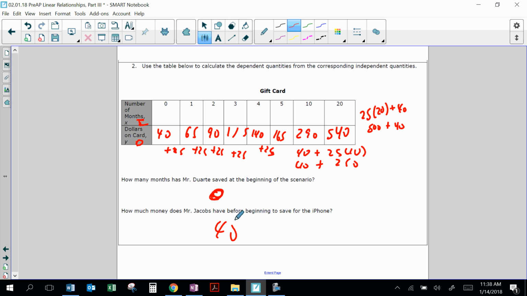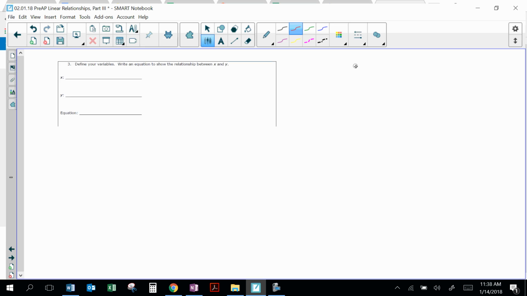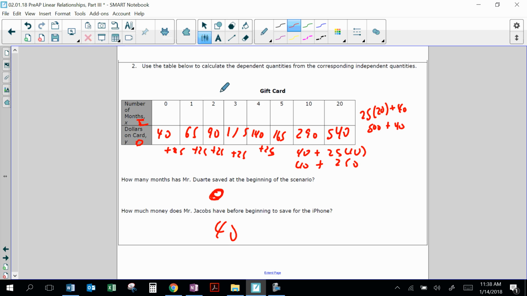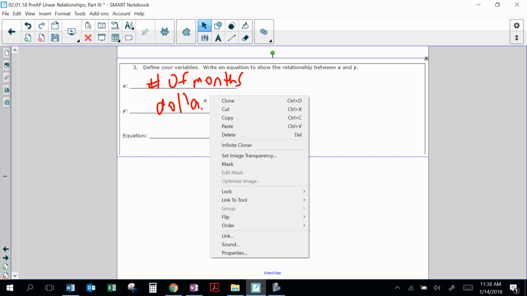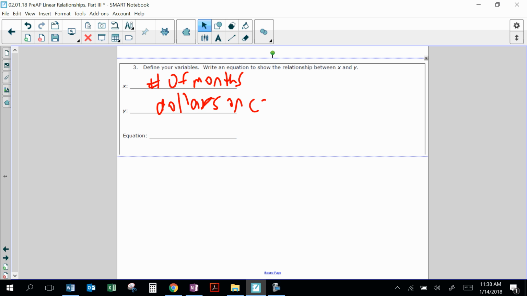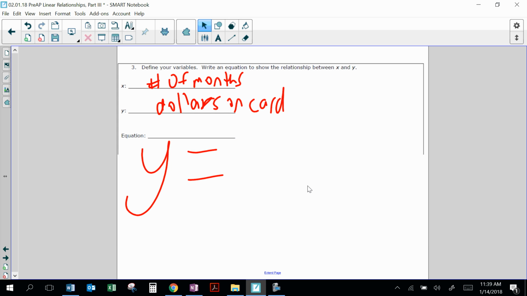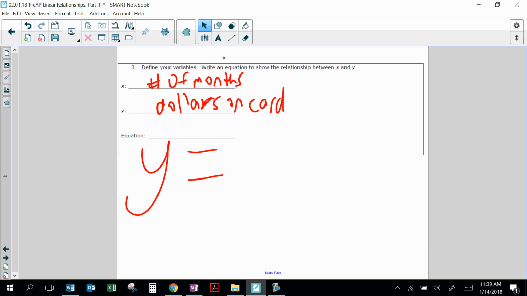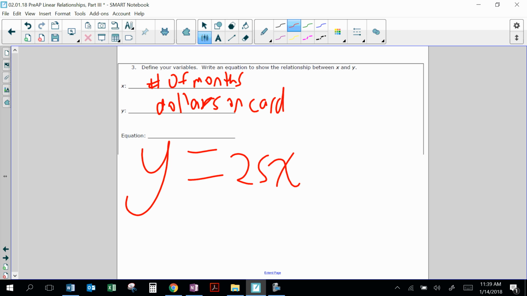So the X value is the number of months, while the Y value is the dollars, or amount of money he has saved. What will be the equation? Well, we know it's going to be Y equals. Well, what is the rate of change? It is changing $25 every month. And what is month represented by? X. So Y equals 25X. But what was his starting value? 40. So this is our equation.